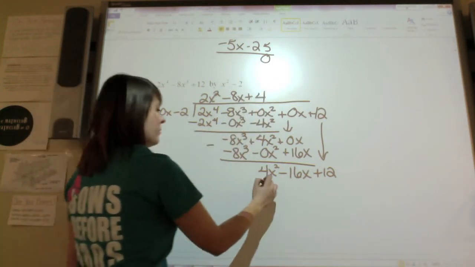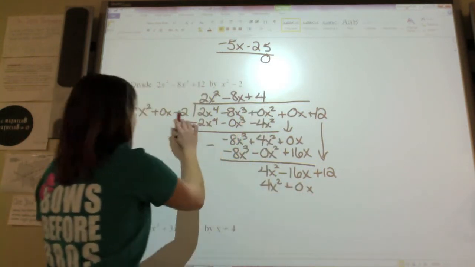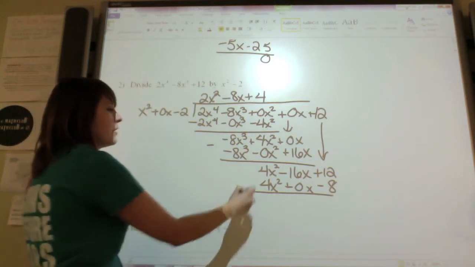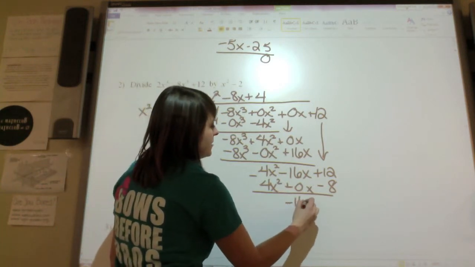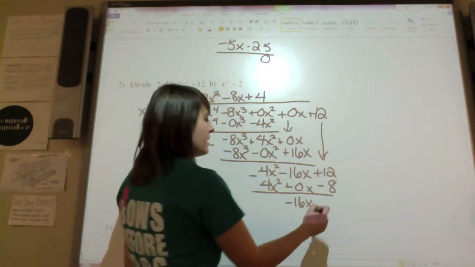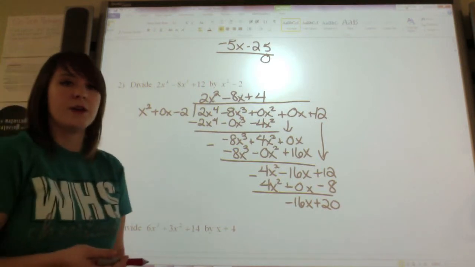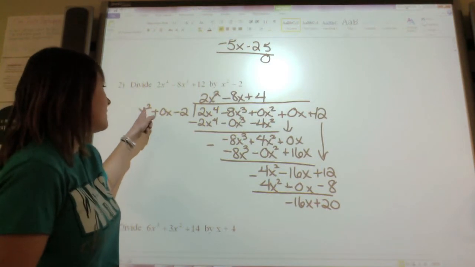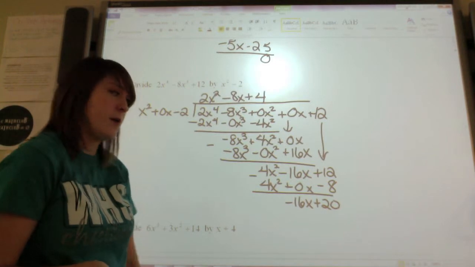So now I go through and do my multiplication. So I get 4x squared plus 0x minus 8. Okay, so now I can go through and do that subtraction. These guys cancel. Negative 16x minus 0 is just negative 16x. And 12 minus negative 8, that's 12 plus 8, so that gives me plus 20. So you'll notice that now I can't go any further because this is an x squared term and this is an x term. So I can't take this times anything to get that unless I'm doing fractions, and I'm not going to worry about that.